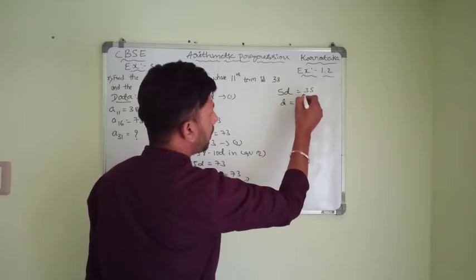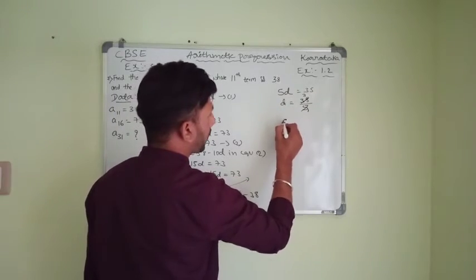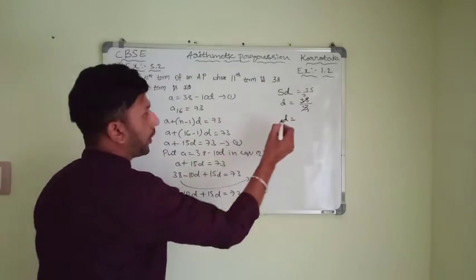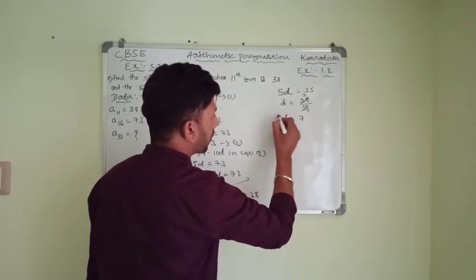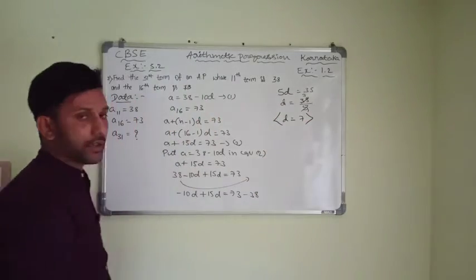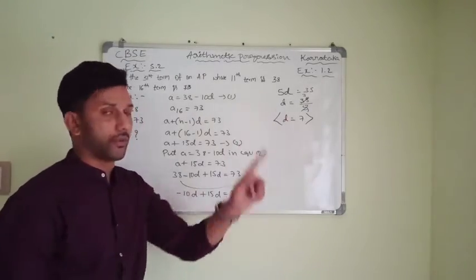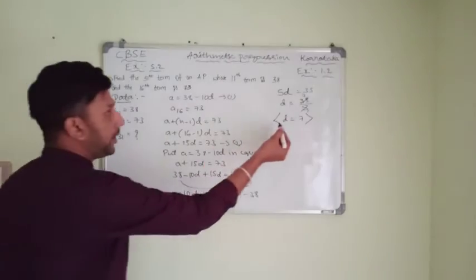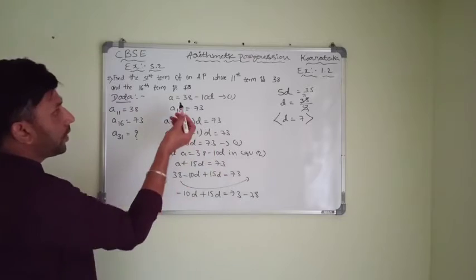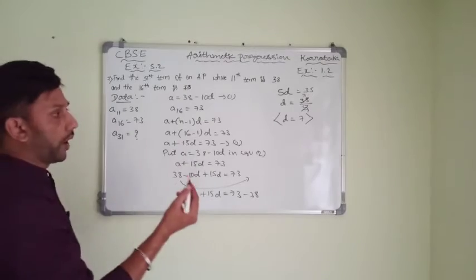So 5 ones are 5, 5 sevens are 35. So what is the value of d? The common difference d is equal to how much? 7, right? Now you got d, the common difference. Now just apply d equals 7 in equation number 1.